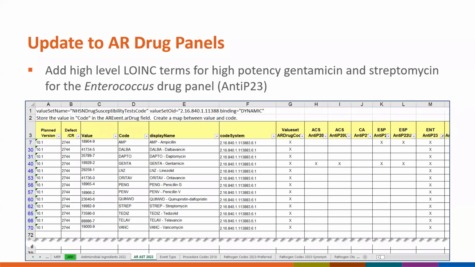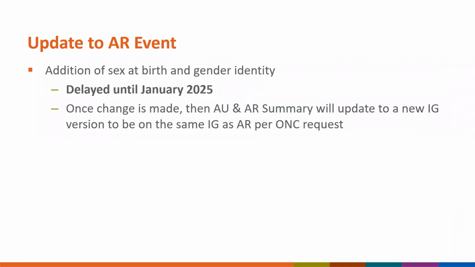For updates to AR drug panels, this will refer to the AR AST tab in the IDM. We plan to add high-level LOINC terms for high-potency gentamicin and streptomycin for the Enterococcus drug panel, which is the anti-P23 panel.